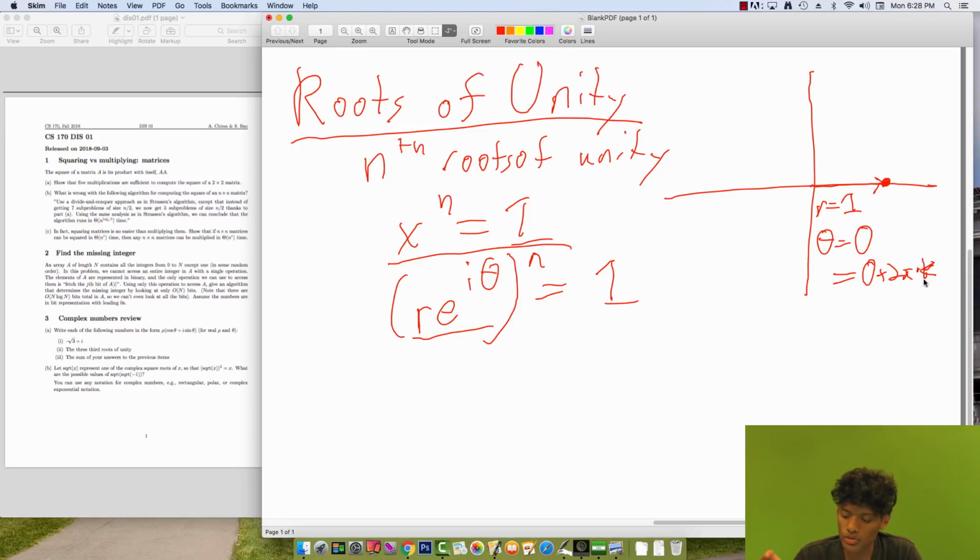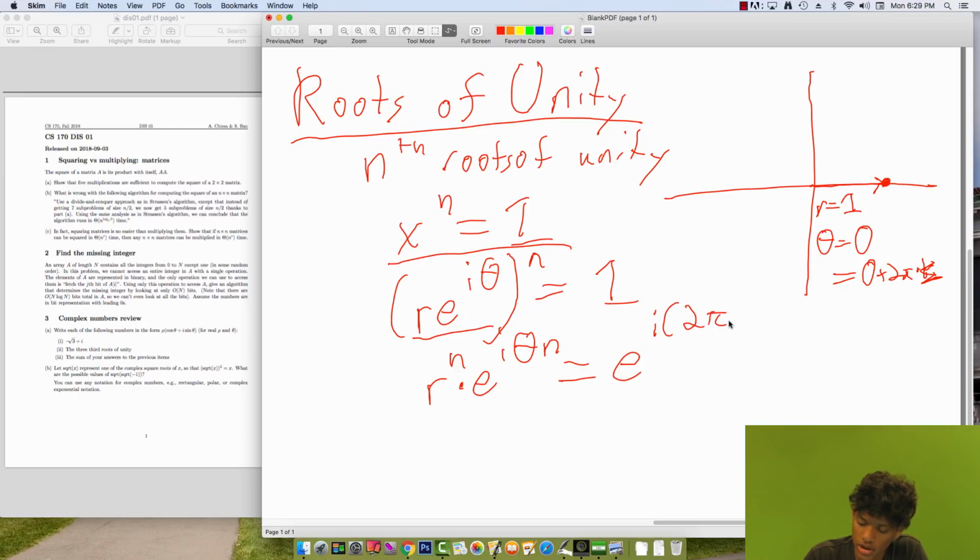So if there are multiple roots of unity, it's important to remember that this k can be a couple of different values. So we know that r to the n times e to the i theta n is going to be equal to e to the power of i times 2 pi k plus 0, or just 2 pi k, where k is any integer. Okay? So now let's try to solve this out.